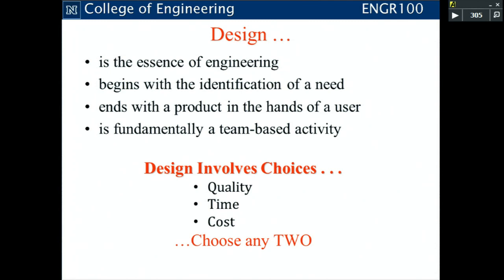Okay? And if you want something fast and good, it's going to cost you. Right? If cost is a major factor and you want it to be good, it might take some time. It might be impossible for that matter. Right? You get the idea. Pick 2 of these 3. Your instructors in engineering are going to be insisting that you push the limits and give you all 3 of these in as many situations as possible.